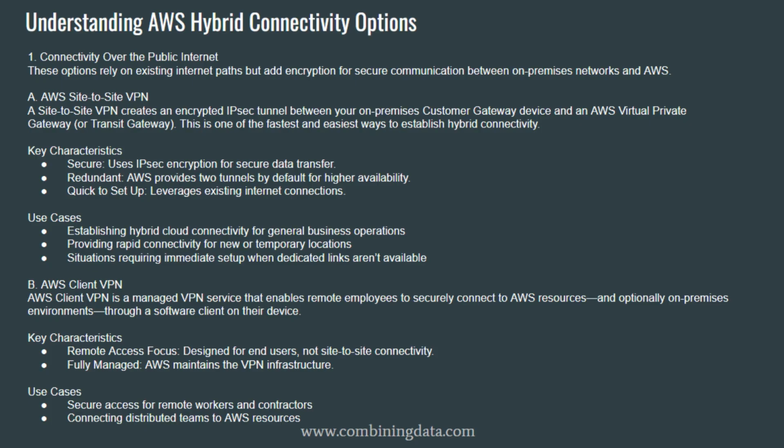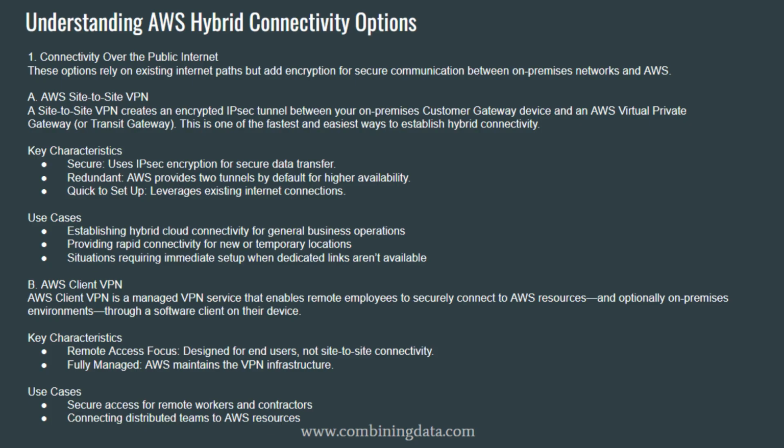Uses secure encryption for client connections. Integrates with IAM and identity providers. Supports authentication using certificates, Active Directory, or federated identity providers. Typical use cases include remote employee access to AWS workloads, secure access for contractors or temporary users, and remote access to internal applications hosted in AWS. Client VPN is especially useful in modern remote and hybrid work environments where users need safe, controlled access from anywhere.